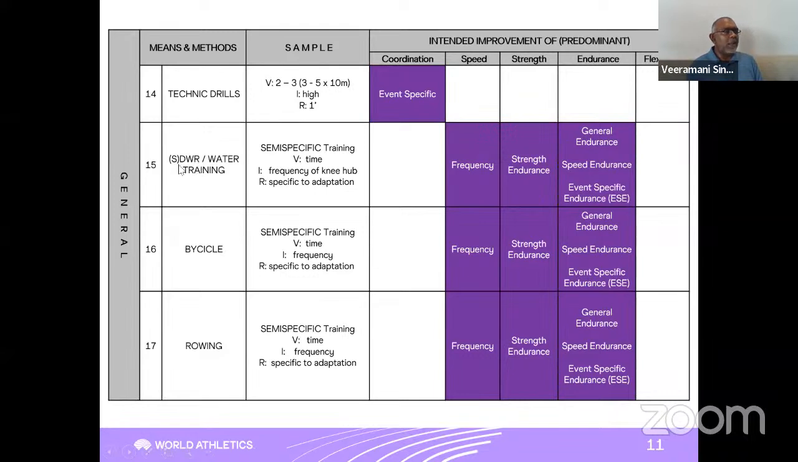So-called deep water running, DWR. It is again semi-specific training, time-based, with frequency of knee lifting or movement of the knees, specific to adaptation. So how well can you do? Again, frequencies can be utilized here because of the need to move the legs as fast as possible in water. It's always going to be frequency related. Predominantly it works towards endurance events: general endurance, speed endurance, and of course event-specific endurance.